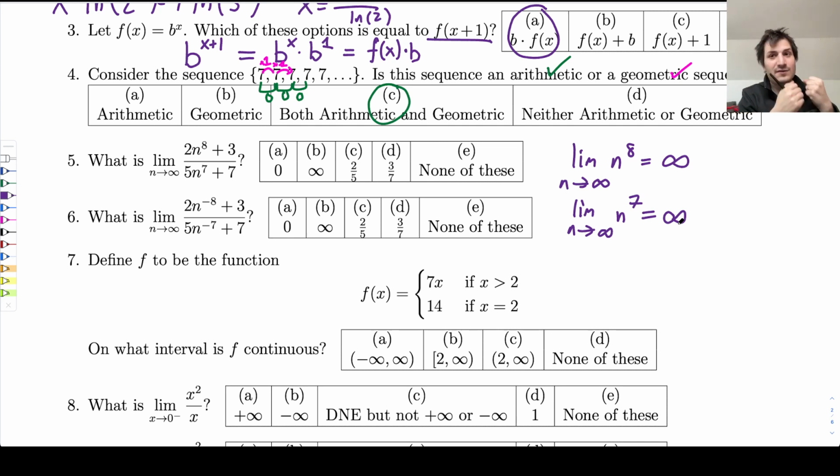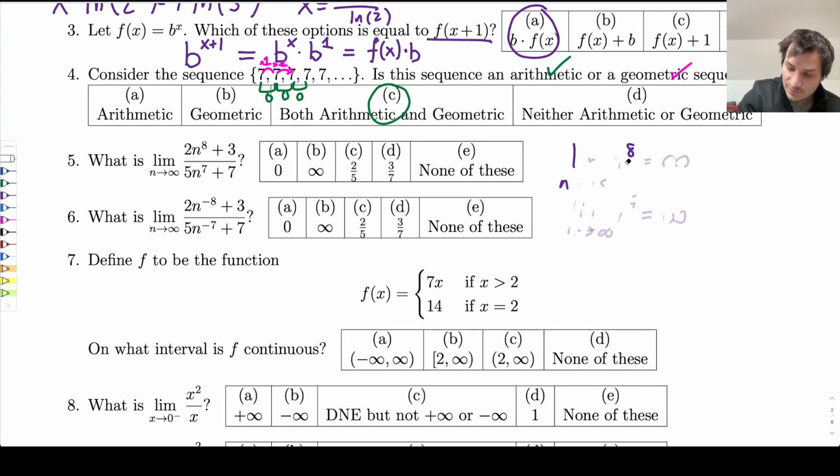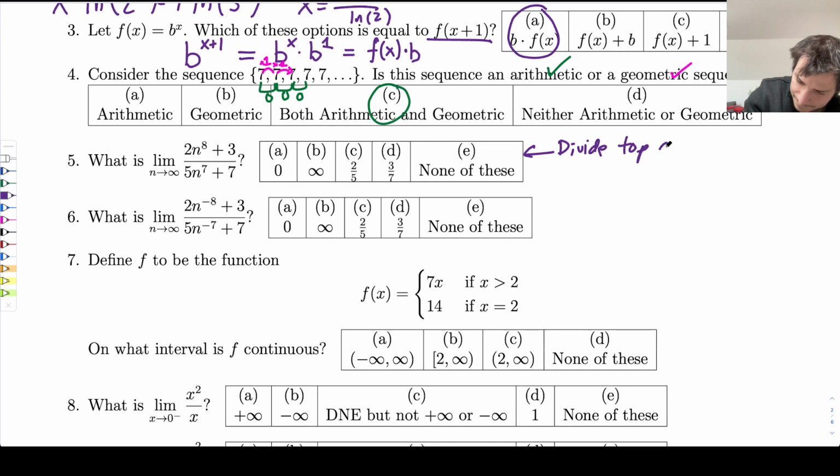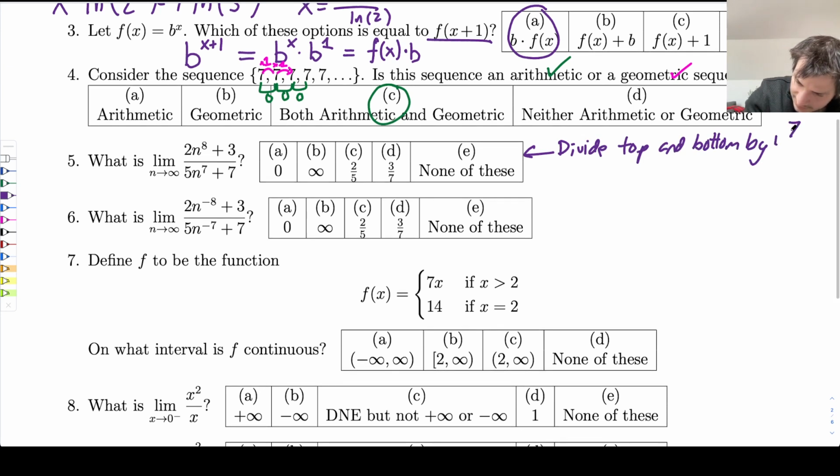So just because it's infinity over infinity, anything could happen. You can't conclude that it's zero or infinity or anything like that. You have to do the work. And in this case, the right thing to do is to divide the top and the bottom by n to the 7. Divide top and bottom by n to the 7.